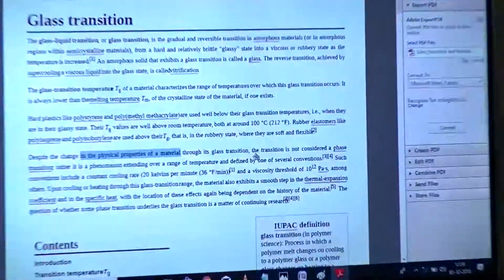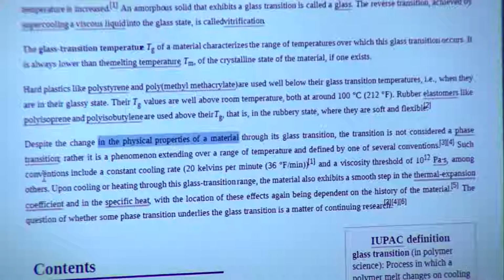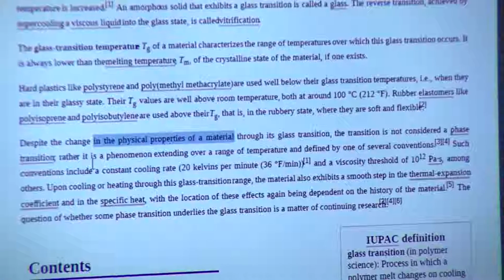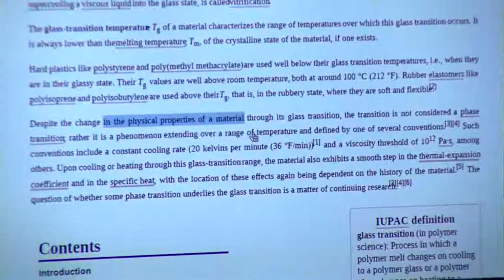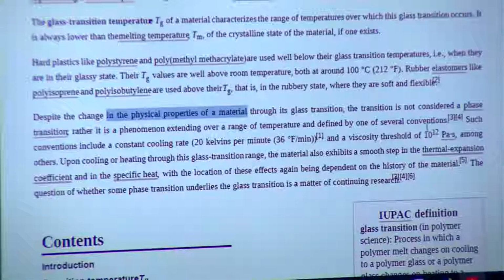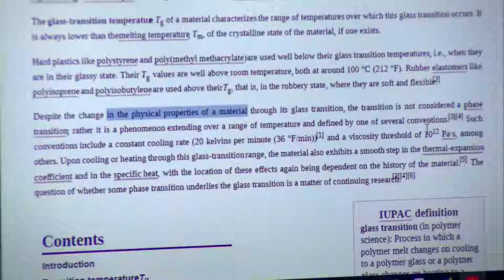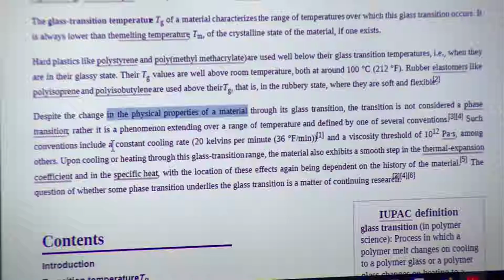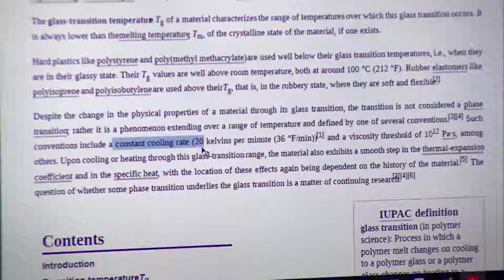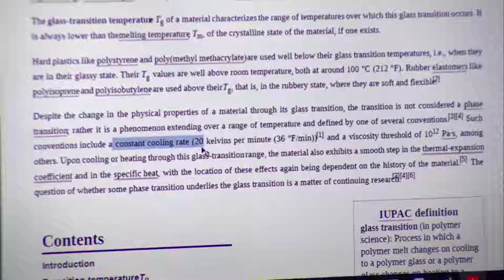And despite the change in physical properties of material through glass transition, the transition is not considered a phase transition. This is very important. Rather, it is a phenomenon extending over a range of temperature defined by several conventions. And there is no one uniform accepted convention. That is another important thing. Such conventions include constant cooling rate. That means when you are cooling it, cool it at a constant rate. Okay, and you will have to define the cooling rate also.